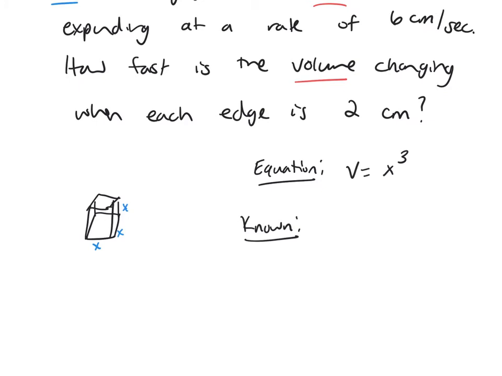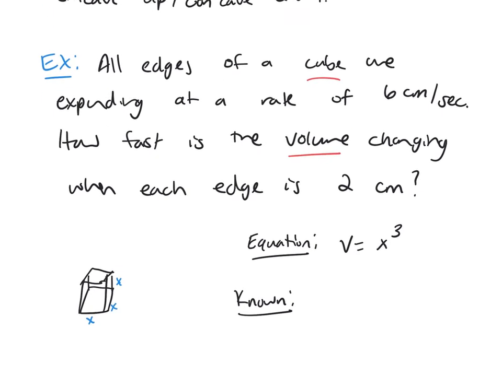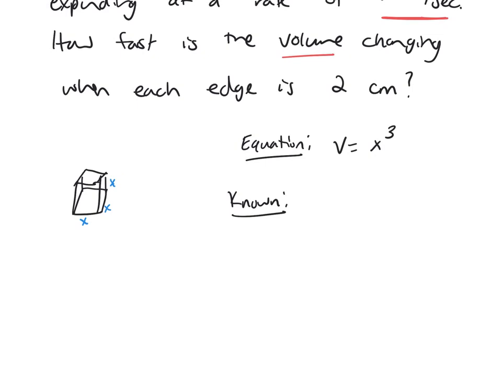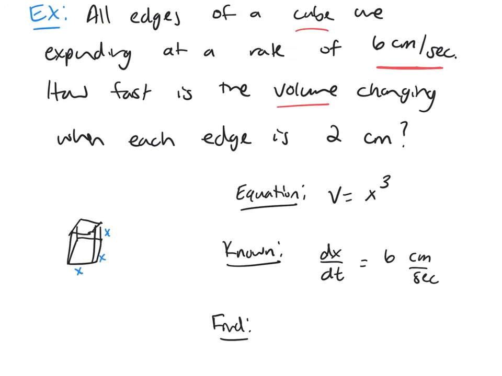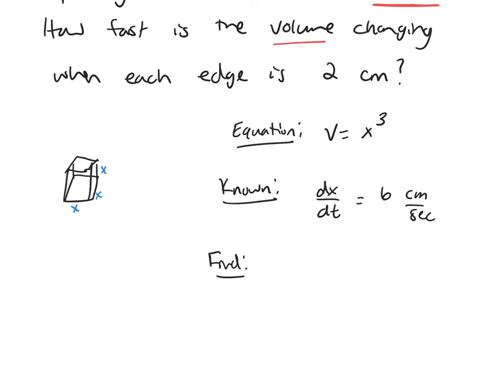What are our known values? So in particular, we know this rate of change here of the edges or the sides. So that tells us dx/dt is 6 centimeters per second. And what is it asking us to find? Find how fast the volume's changing. So find dV/dt when x is 2 centimeters.